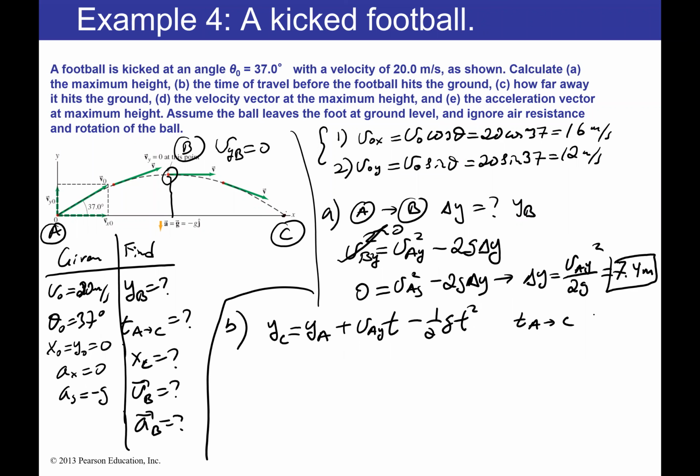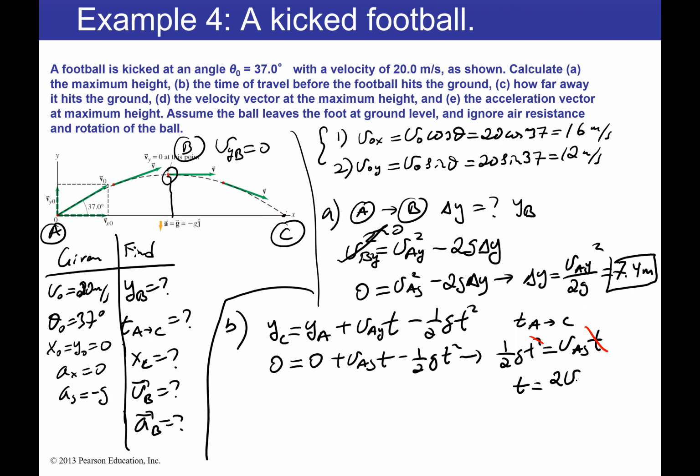Because here's what I have. I know the vertical position of C, that's 0. And I know the vertical position of A, which is also 0. Then this becomes VAY T minus 1/2 GT squared. If I rearrange this, then I have 1/2 GT squared equals VAY times T. See, this doesn't become a quadratic equation because I can cancel the time like that. Then from here I can solve for time, which will be 2 times VAY divided by G.